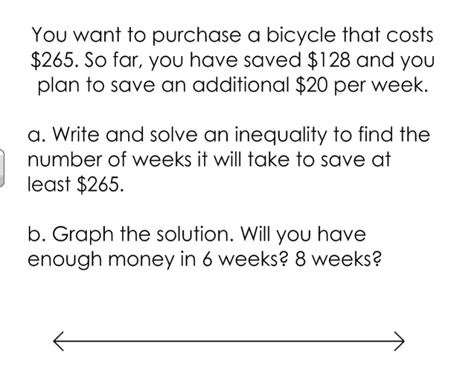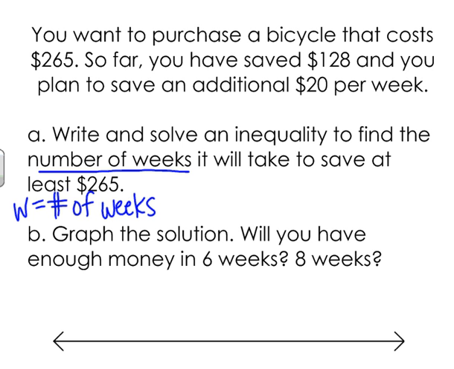All right, final example. This time we're going to set up an inequality to represent the word problem. It says you want to purchase a bicycle that costs $265. So far you have saved $128, and you plan to save an additional $20 per week. First, we're going to write an inequality to represent the number of weeks it will take to save at least $265. The number of weeks is what we're looking for. So let's just set up our variable: w equals number of weeks.